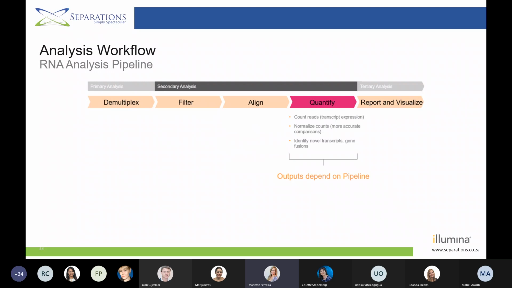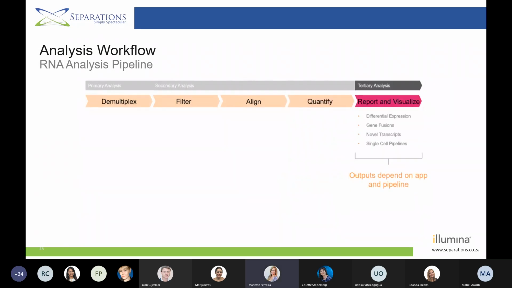We would like to quantify, so if you're doing transcript expression, you would want to count the reads. We would want to normalize the counts to have a more accurate comparison. And then we would like to identify novel transcripts and maybe some gene fusions. And finally, you can do reports, and these outputs depend on which application and pipeline you're using. So there are different reports for differential expression, gene fusions, discovery of novel transcripts, and then there are several single cell pipelines as well.